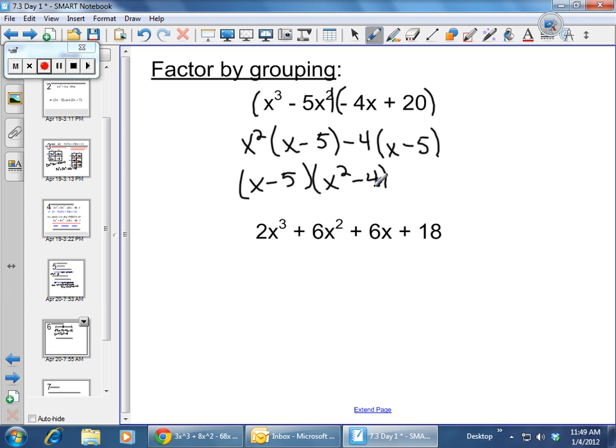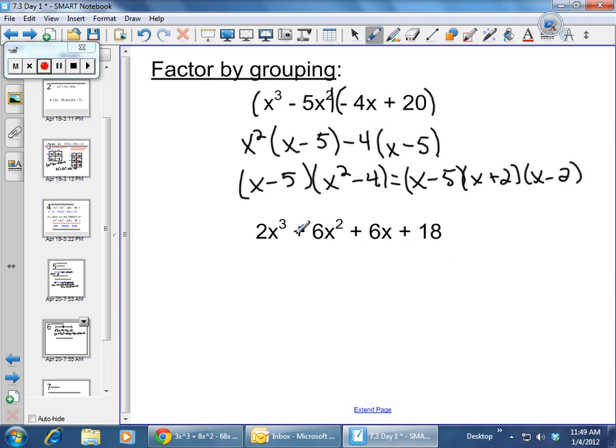Now actually this could be factored further, so the answer would really be x minus 5, and then this factors into x plus 2, x minus 2. Okay, so those are our three factors. Now typically you're not going to come into something that gets factored further, but if it does, then you will factor it even further. Okay, so if you want some practice on your own, pause the video and try this one on your own right now.